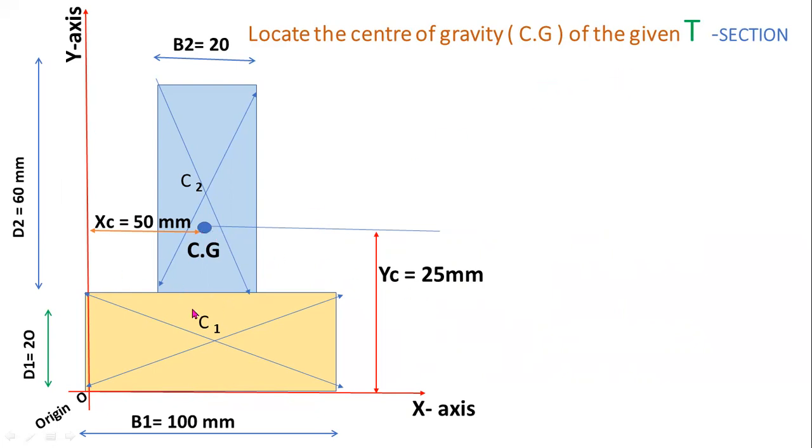This is an inverted T section. Here C1, C2 are the individual centroids, whereas CG is the centroid or center of gravity of the entire section. So this is the position of the centroid or center of gravity of the T section. xc equals 50 mm and yc equals 25 mm.